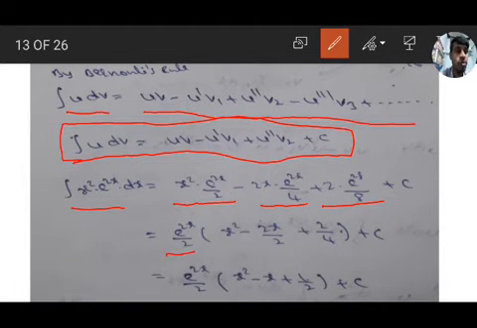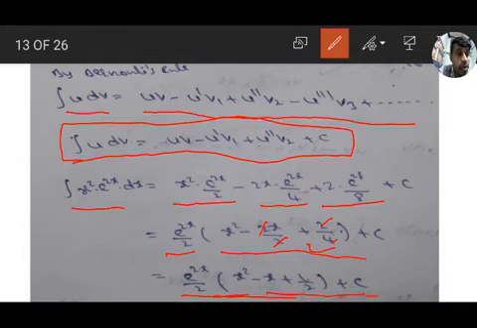So e to the power of 2x by 2 is common in every term. We get x square minus 2x by 2 plus 2 by 4. Here the 2s cancel, giving 1 by 2. So the answer is e to the power of 2x by 2 into x square minus x plus 1 by 2, plus c.